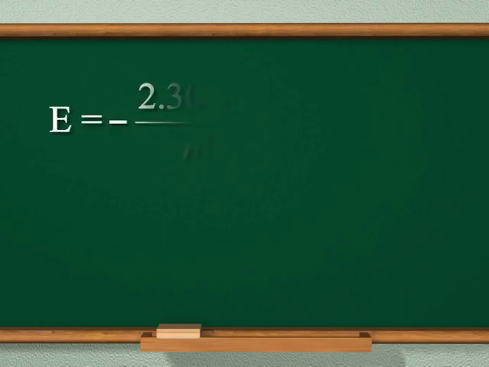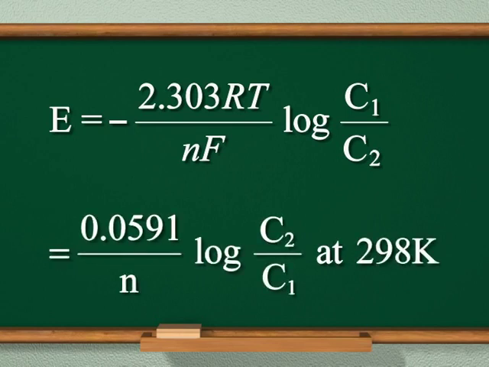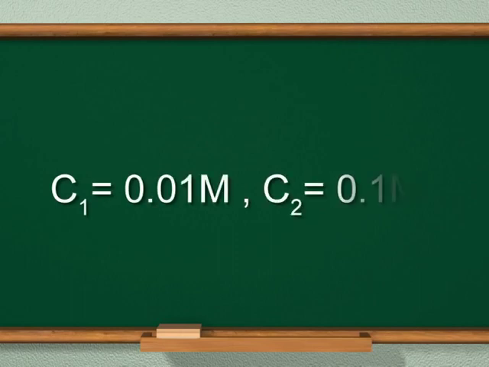The EMF of a concentration cell may be written as shown on the screen, which is equal to minus 2.303 multiplied by R multiplied by T divided by N multiplied by F multiplied by log of concentration of C1 upon C2, which is equal to 0.0591 upon N multiplied by log of concentration of C2 upon concentration of C1 at 298 Kelvin. C1 is equal to 0.01 molar solution, C2 is equal to 0.1 molar solution.